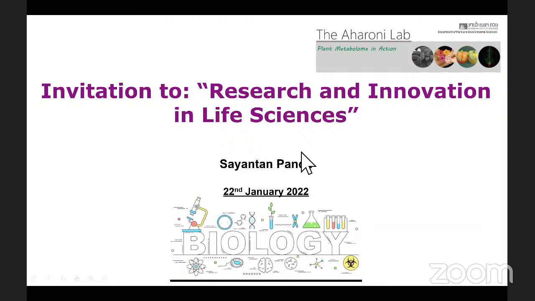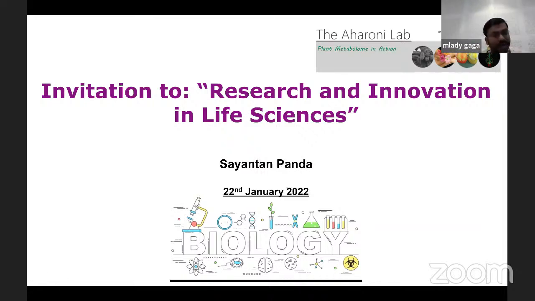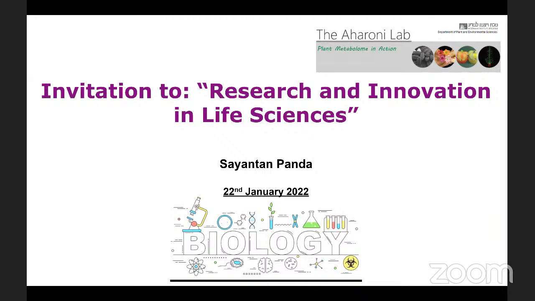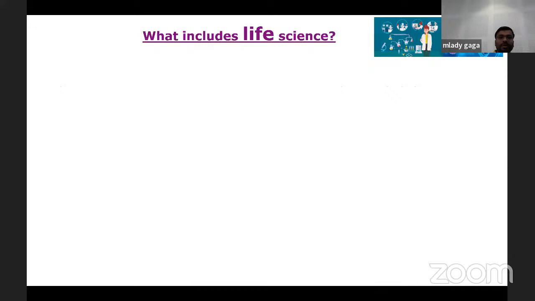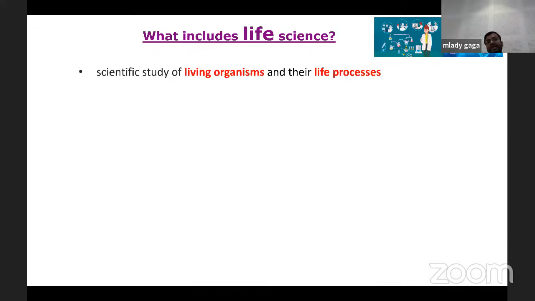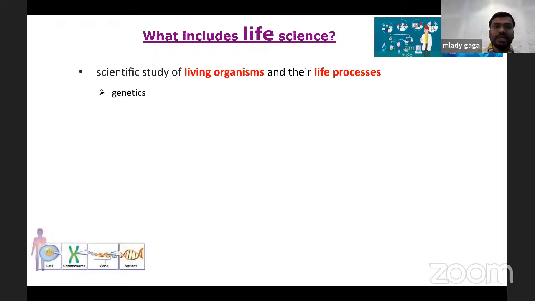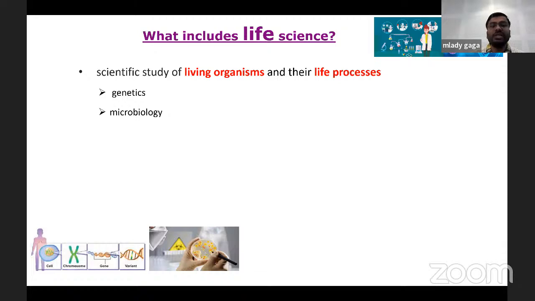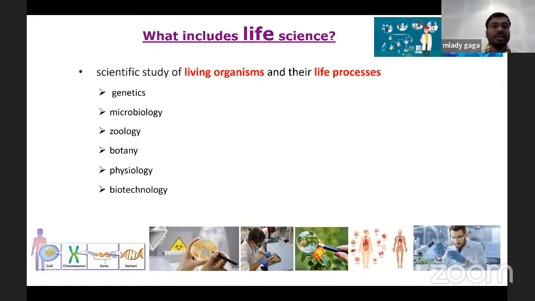Yes, you can continue. So today I would like to talk about how to come to research and how to do innovation in our life science field. So what does life science include? Life science is the scientific study of living organisms and their life processes: how they grow, how they are born, how they interact with each other, and so on. There are different streams of life sciences. You might know them as genetics, microbiology, zoology, botany, physiology, biotechnology, astrobiology, and so on.